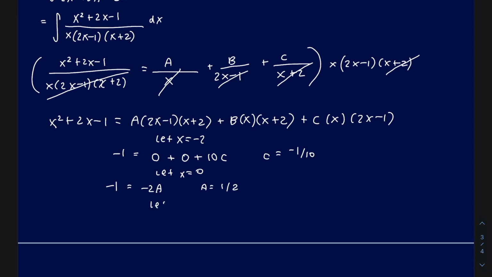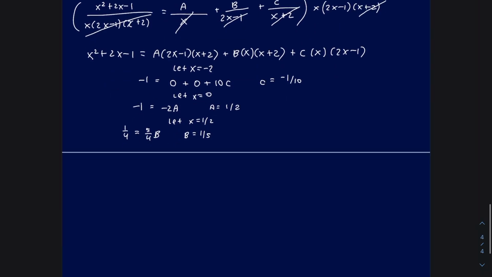And then, same thing to solve for b, we're going to find what factor a and c share, and then substitute any number that makes that factor 0. So for a and c, they share 2x minus 1. To make 2x minus 1 equal 0, you substitute in 1/2. So let x equal 1/2. And if we let x equal 1/2, on the left, we get 1 over 4. On the right, we get 5 over 4 b. And I'm just skimming through these calculations because they're pretty easy to do. So for b, we get 1 over 5.